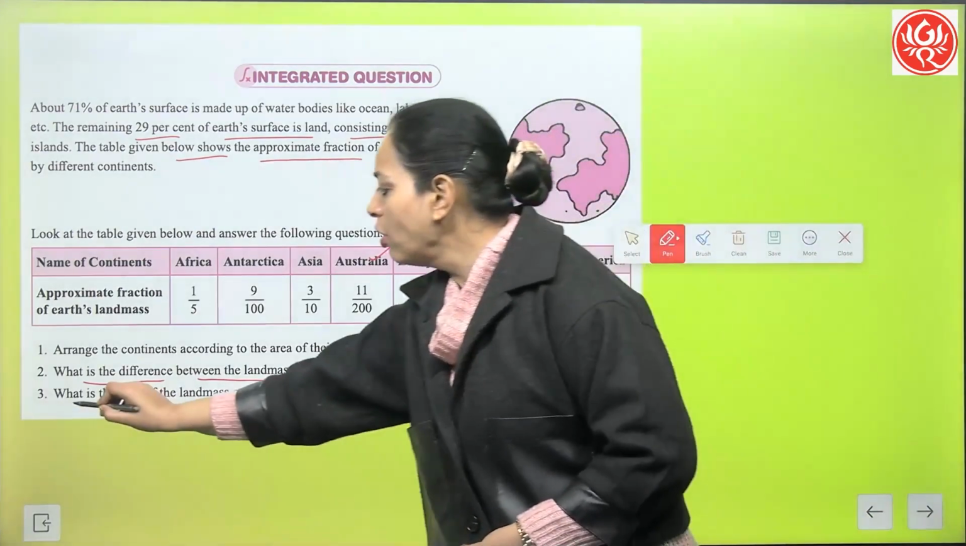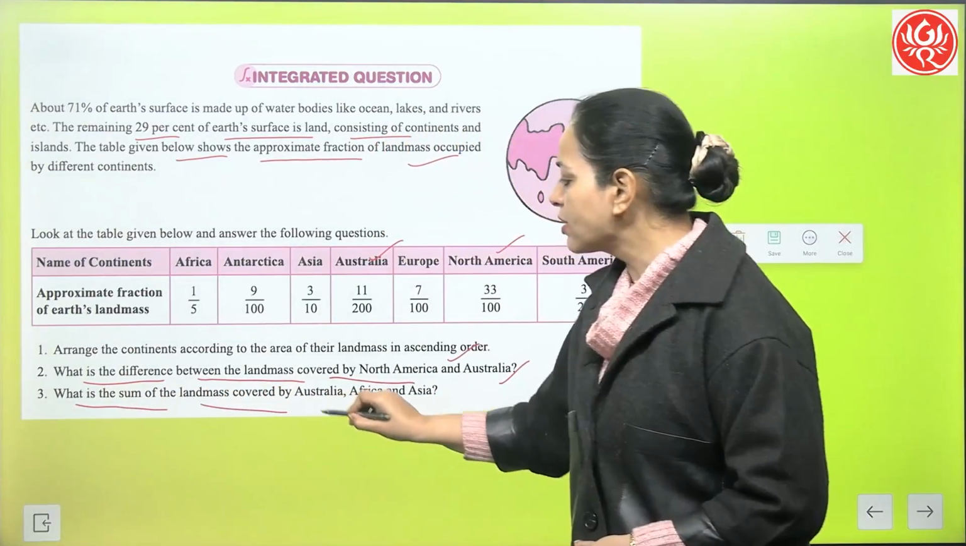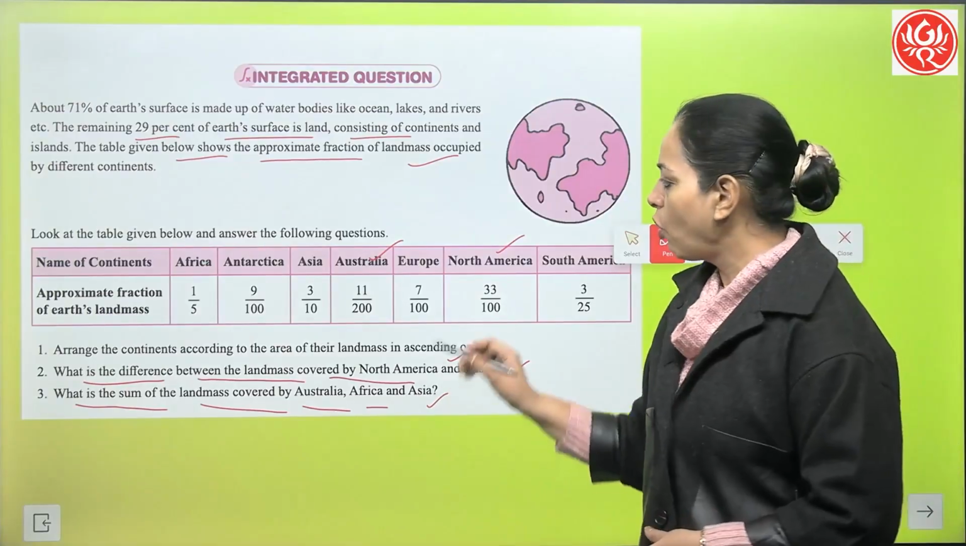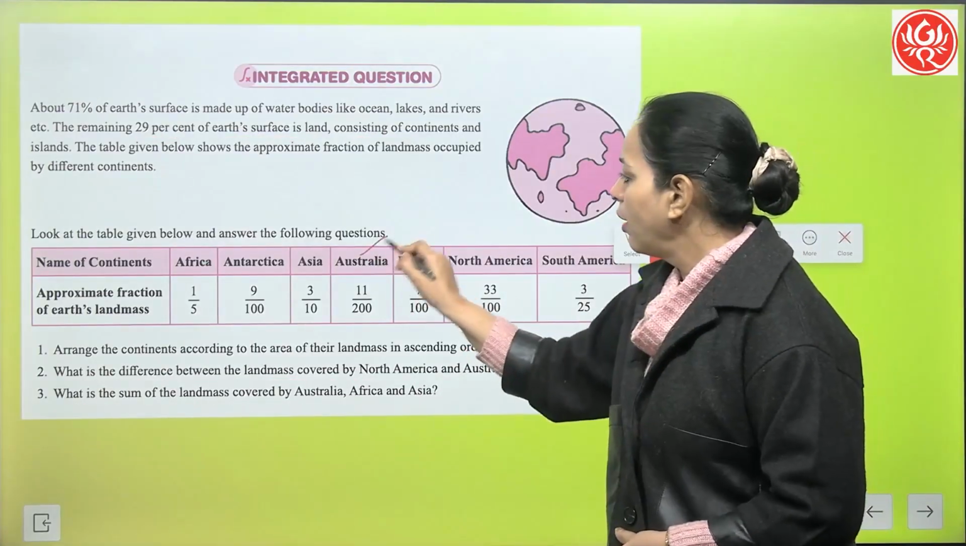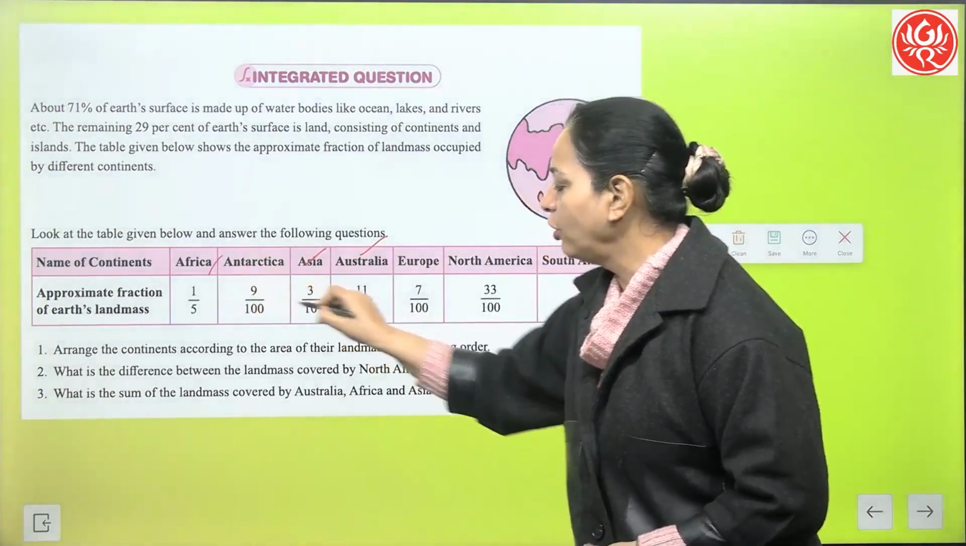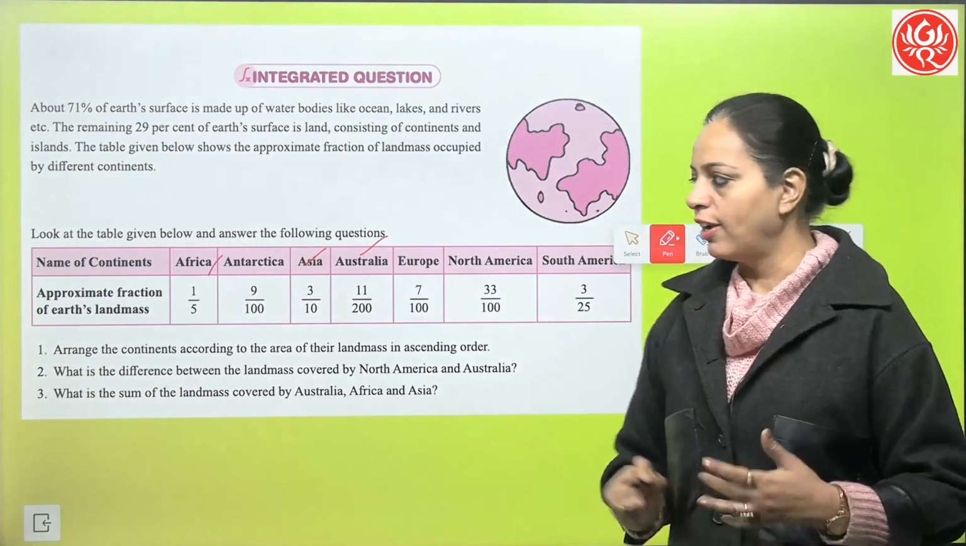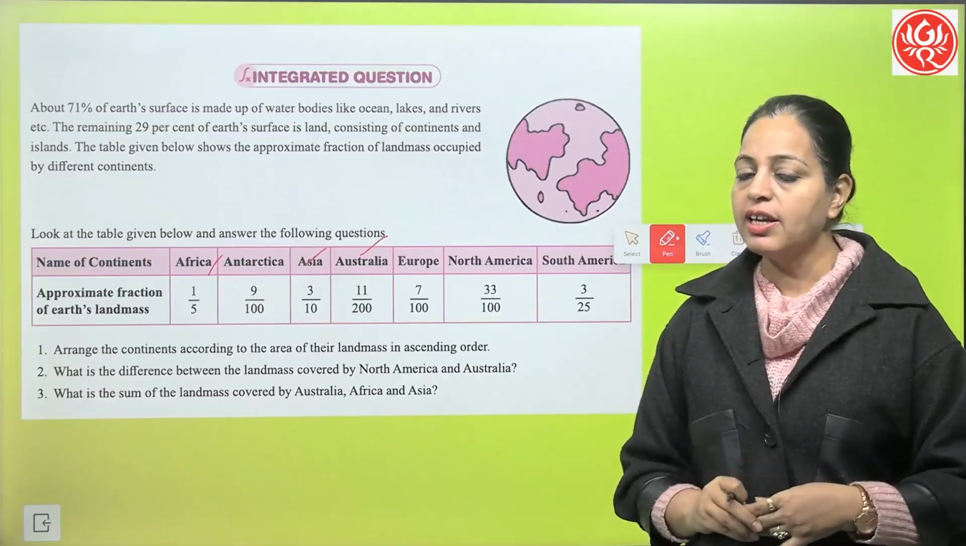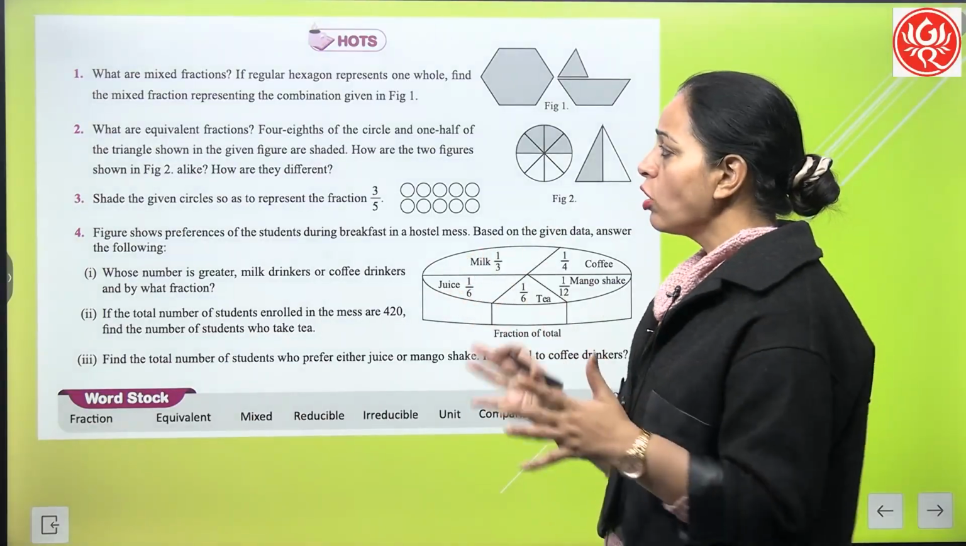And the third one, what is the sum of the land mass covered by Australia, Africa and Asia? Then Australia, Asia and Africa, we have to find the sum of these three. So I hope this one you can try on your own. Very interesting. So now this is the time of HOTS questions.